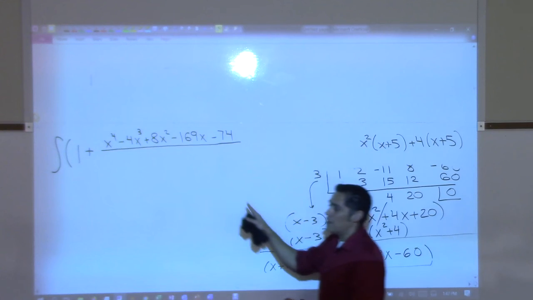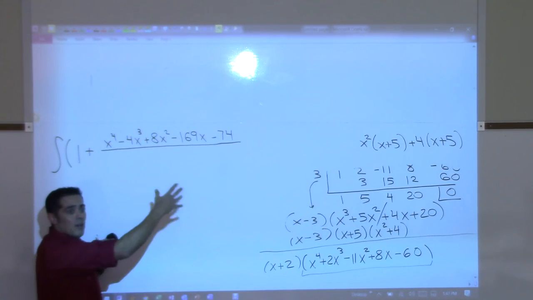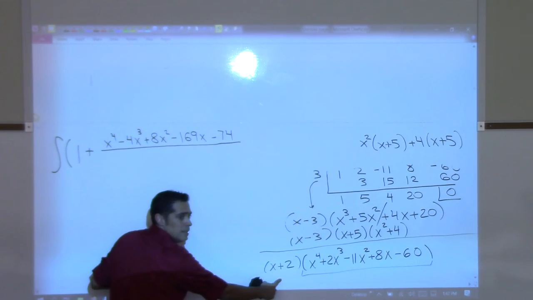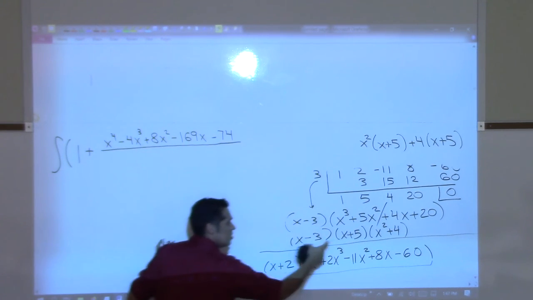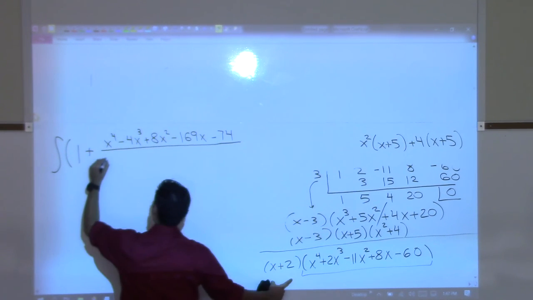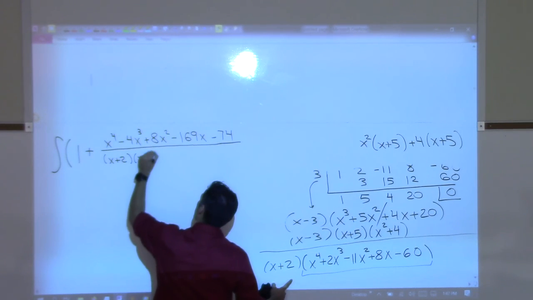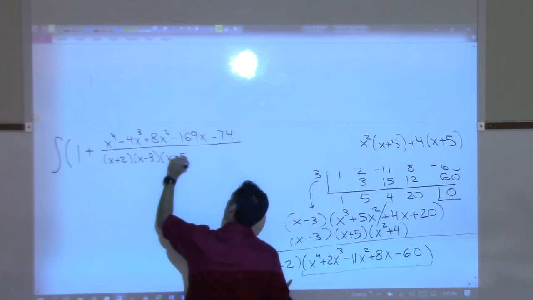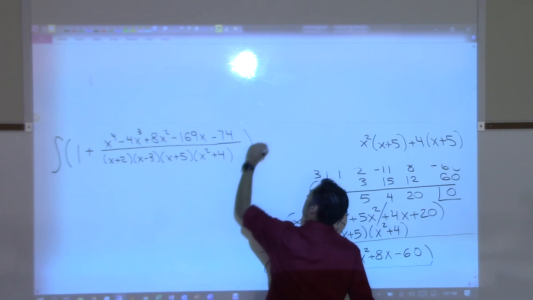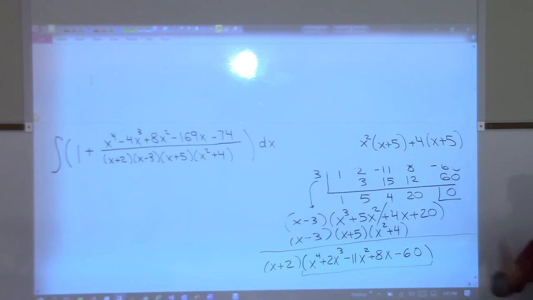Okay, and the denominator of this was the x to the 5th, all that stuff that we just spent a lot of time factoring. And this is what we got it to be. This thing times this thing times this thing times this thing. Do you all see that? So it's going to be x plus 2 times x minus 3 times x plus 5 times x squared plus 4 dx. Are you all clear on where we are now?